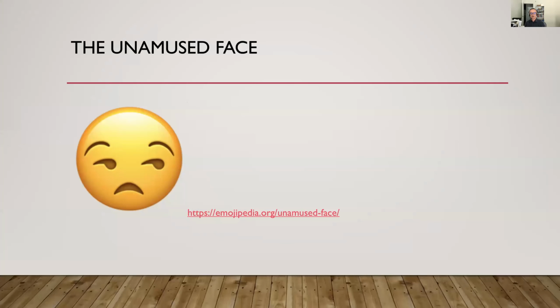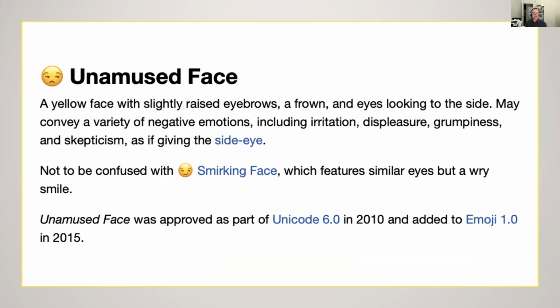All right, so now we've come to our last two emojis. We're doing okay for time. All right, so the unamused face. Now this is where things get a little complicated. So let's look at the definition. It's a yellow face with slightly raised eyebrows, a frown, and eyes looking to the side, may convey a variety of negative emotions, including irritation, displeasure, grumpiness, and skepticism, as if giving the side eye. Okay, and it's not to be confused with smirking face, which is the last emoji that we'll look at.